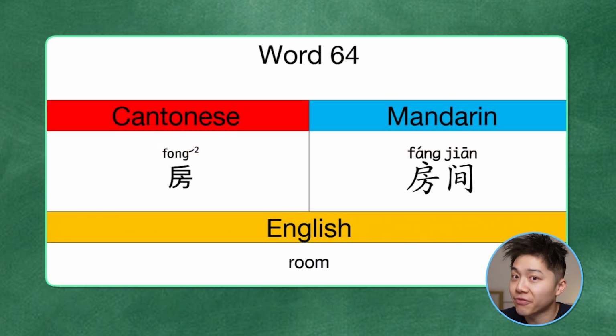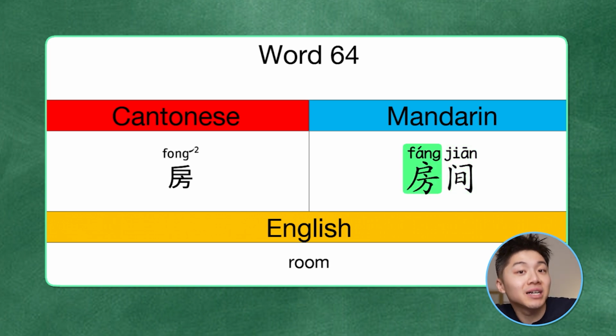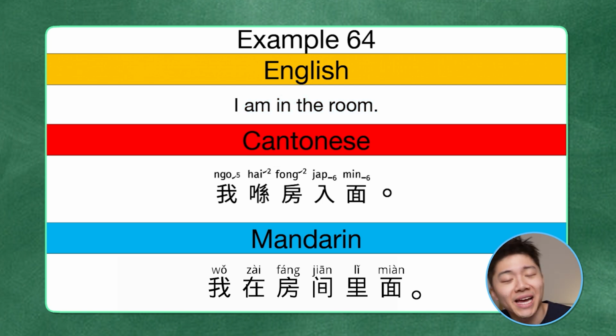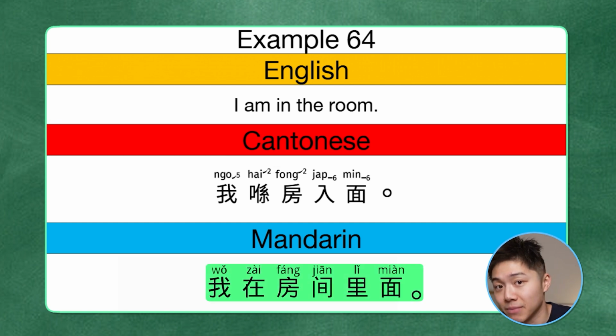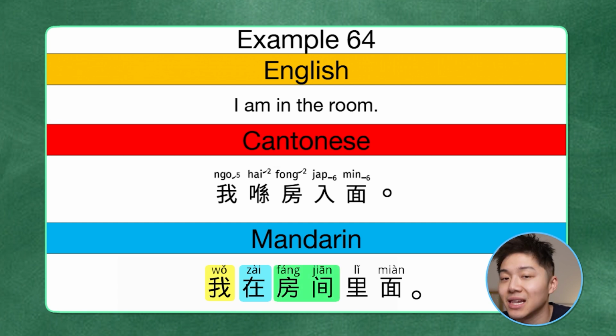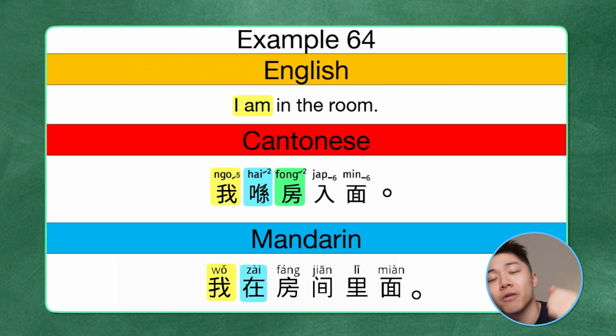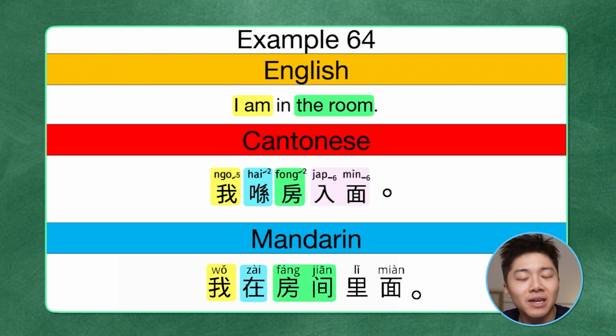Next, room, 房. A room is a 房. In Cantonese and Mandarin we say 房間. For example, I am in the room. In Cantonese, 我喺房入面. In Mandarin, 我在房間裡面. 我 is I. 喺 means to be at somewhere, so at, in Mandarin 在. 房 means basically room, in Mandarin 房間. 入面 means inside, in Mandarin 裡面.